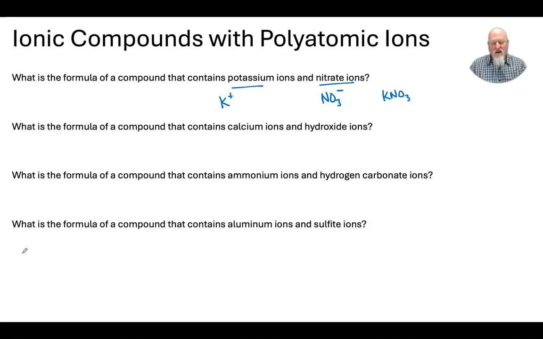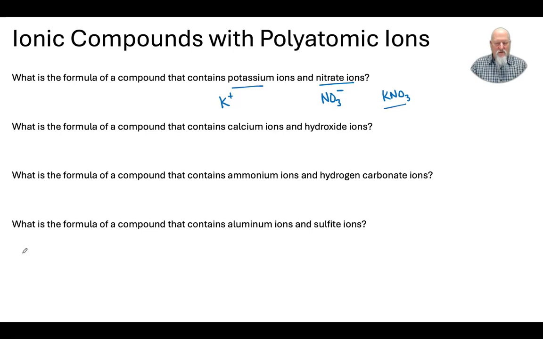We know it's an ionic compound because it starts with that metal there. That's kind of a dead giveaway of an ionic compound, if it starts with the metal or the ammonium ion, because that's another cation. But KNO3 would be the compound that contains potassium and nitrate ions.